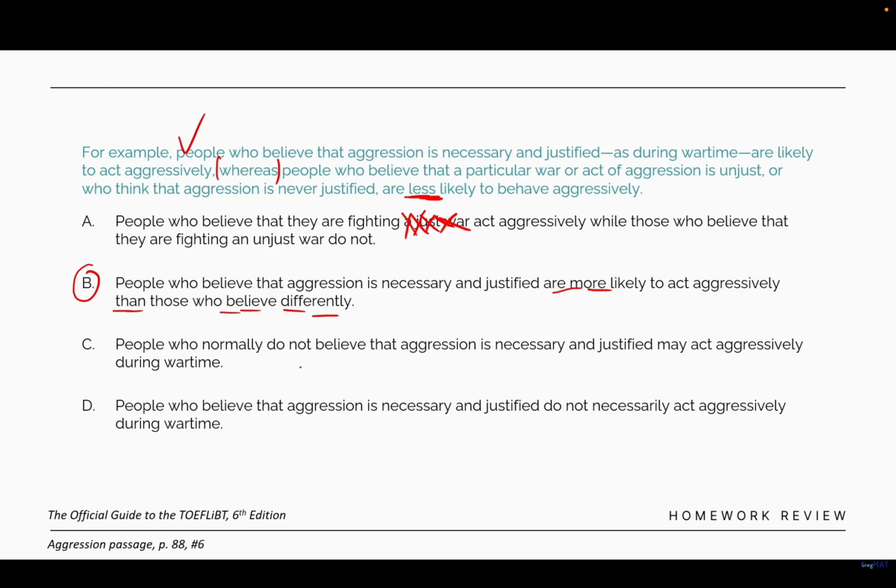Awesome job. C. The same, I think. And justified may act aggressively during wartime. Again, they're focusing specifically on wartime for some reason. Yes, that's just an example. And it doesn't show a contrast either, right? Remember, there's a contrast in this sentence between two groups of people. Look at C. Do you see a contrast? No. Neither do I. I just see a description about one group of people, right? Same thing with D. Do you see a contrast in D? No. Neither do I. It just says people. So the correct answer has to be B. Awesome job. Thank you, Akif.